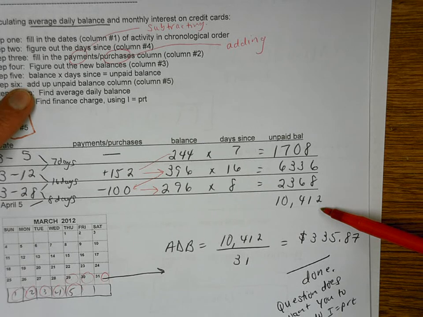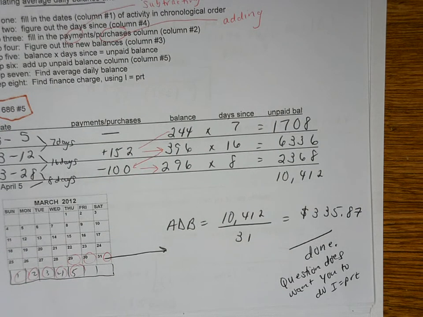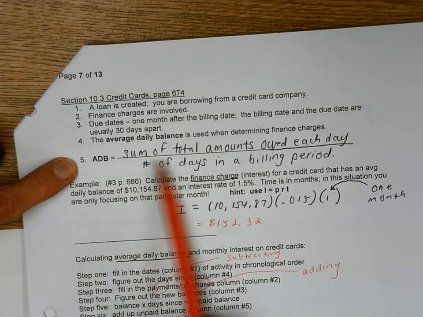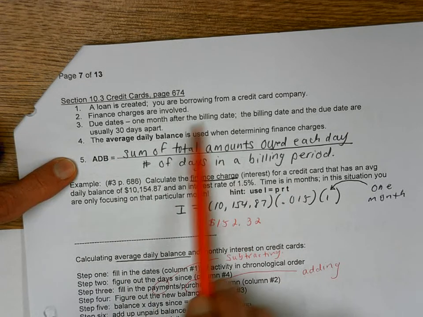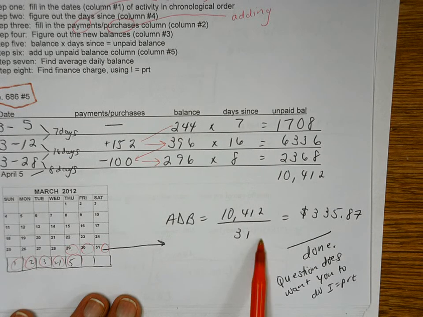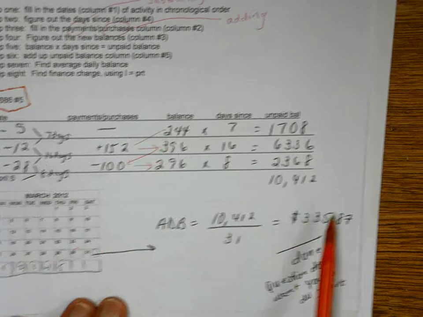Now step 8, find your finance charge. So now you're going to have to do your interest equals PRT. Oopsie, know what I forgot? Right here, I'm rambling and we've got to find our average daily balance. So let's take the sum, divided by the number of days that we had in March. Now be careful, depending upon the month, this could change, okay? And we've got this.